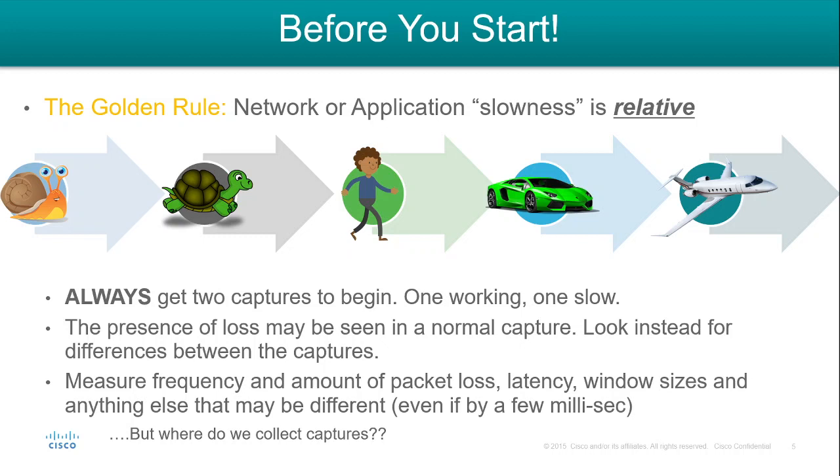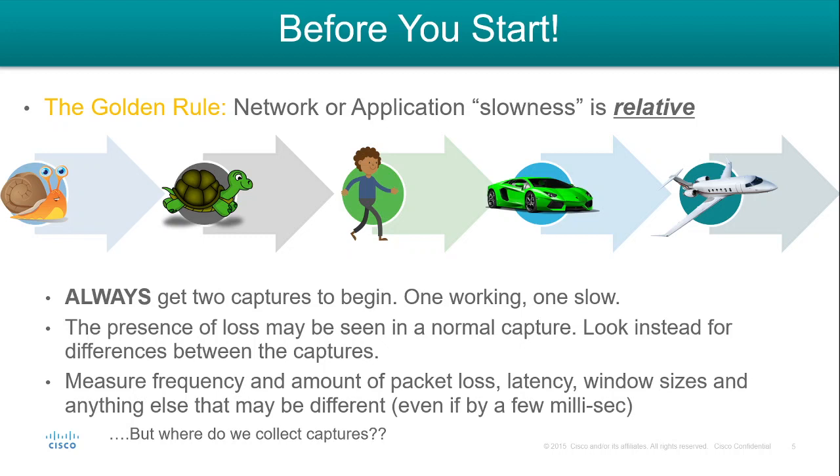So, because we have this relative perception of speed, right? Again, something like 30 miles an hour. For a vehicle, that is pretty slow, but for a human, that is incredibly fast. But the speed itself does not change. The same thing applies to TCP performance. Because of that, it is key that we always, always, always get two packet captures to begin with.